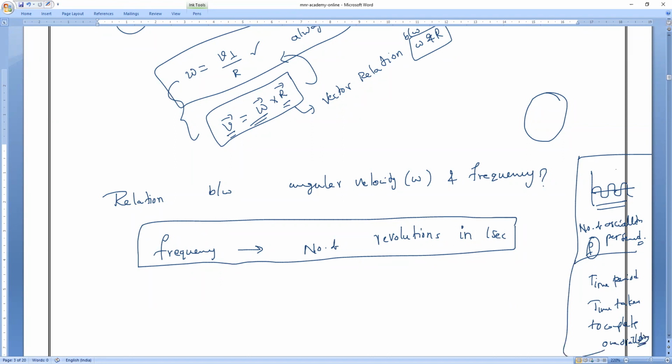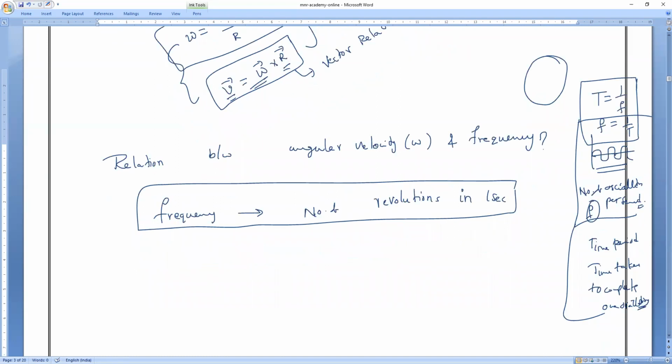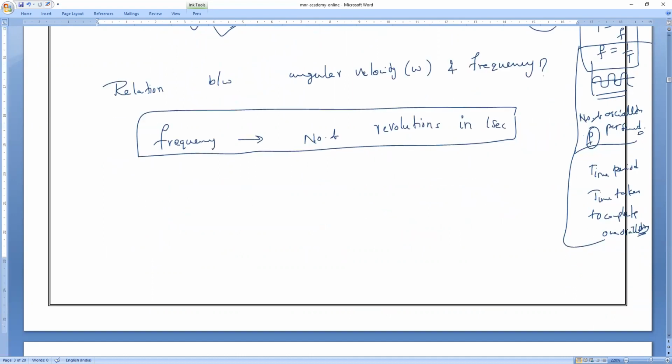Of course, we all studied it in 9th class, and you can define the relation. Time period is equal to 1 by frequency, or frequency is equal to 1 by time period. Am I right or wrong, everybody? Yes, sir. That is the same thing here. So observe very carefully. Now, what do you mean by frequency? Frequency means the number of revolutions in how many seconds? One second.